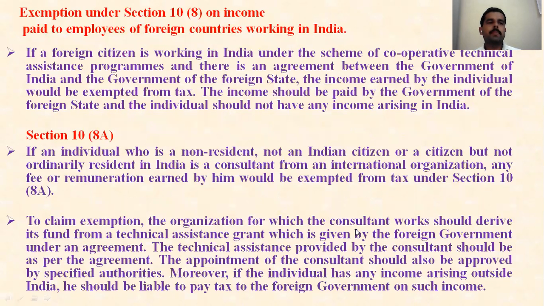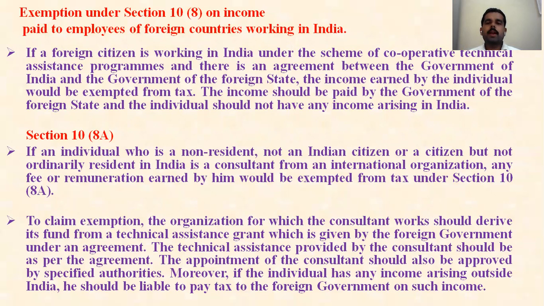The next one here, exemption under section 10 subsection 8 on income paid to employees of a foreign country working in India. Foreign people who are working in India. Here you observe carefully, if a foreign citizen is working in India under the scheme of cooperative technical assistance program, and there is an agreement between the government of India and the government of the foreign state, the agreement is made in advance only. Here the income earned by the individual would be exempted from tax.